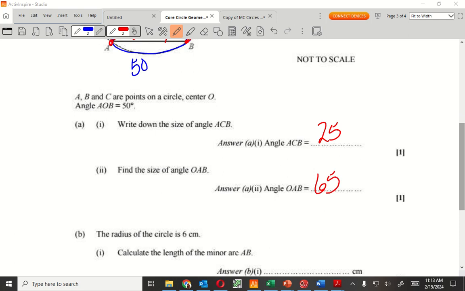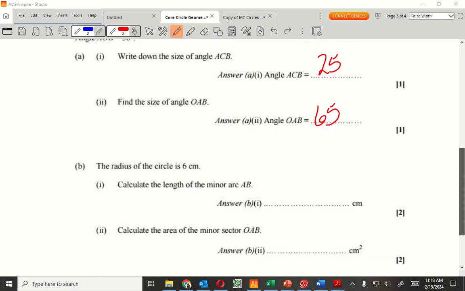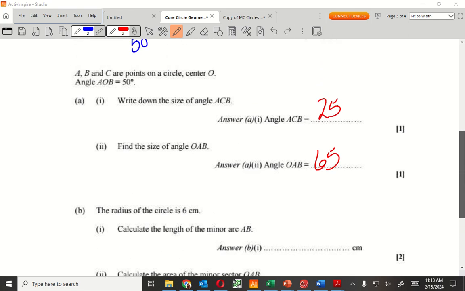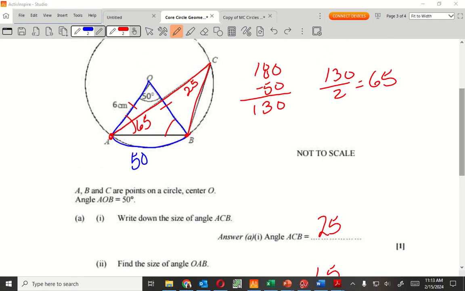The radius of the circle is 6 centimeters. Calculate the length of the minor arc ABC. Okay, so now we're going to length. We just did the angles.